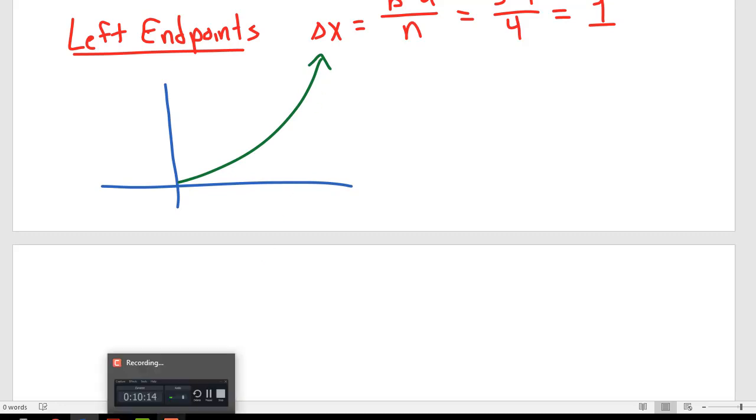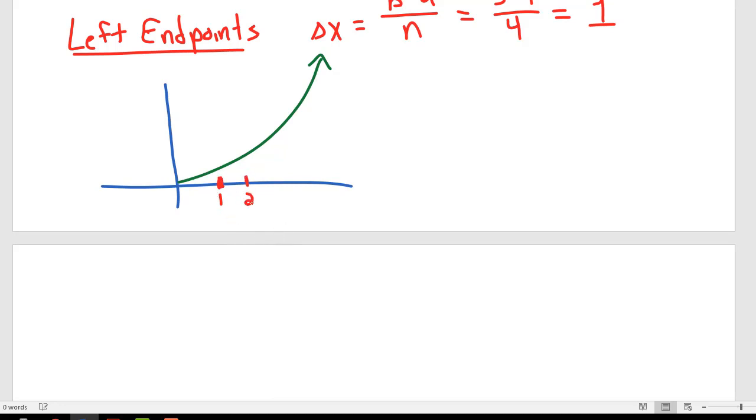And let's say, there's my graph. I kind of zoomed in a little bit, right? So I want to calculate the area under that curve using left endpoints. Right? So we're going to go from 1 to 4. So we just calculated the delta x of 1. So we're going to go from 1 to 2. There's my delta x of 1. And then we're going to go 2 to 3. There's my delta x of 1. 3 to 4. And then 4 to 5.